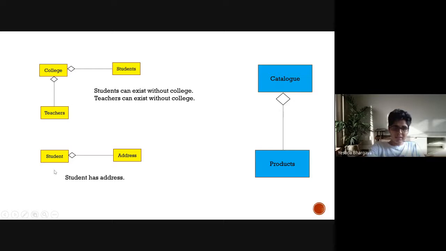And here in this case, student has an address. So suppose you make a class of student and you also show an attribute of address, then address is a part of the student class, but address can definitely exist independently of the student class as well.